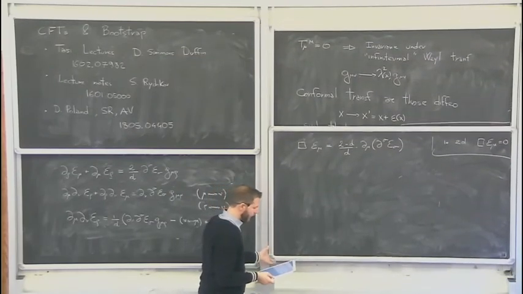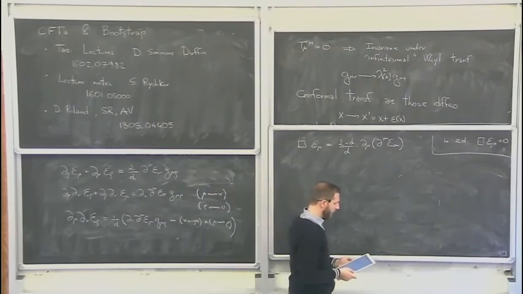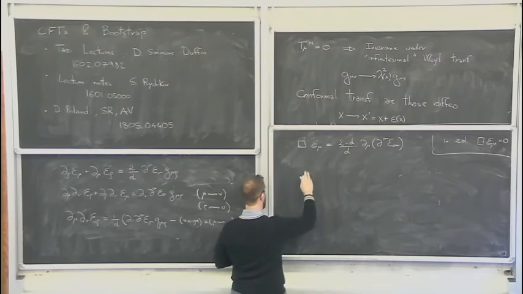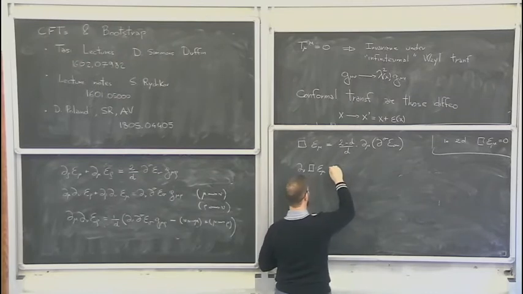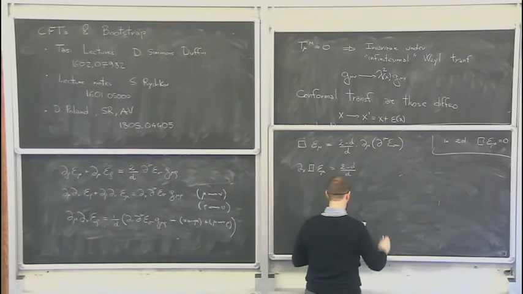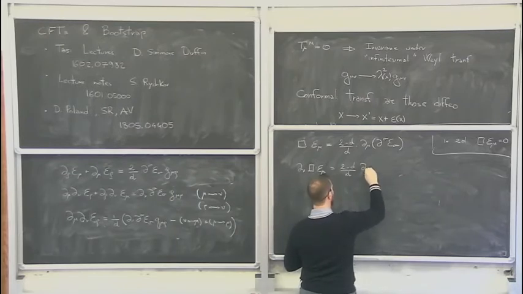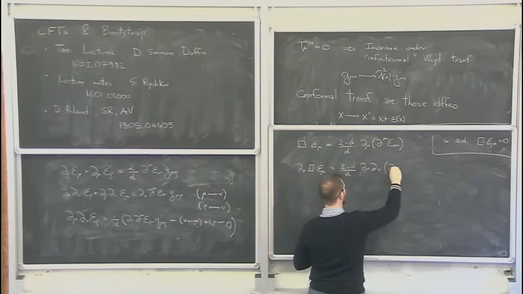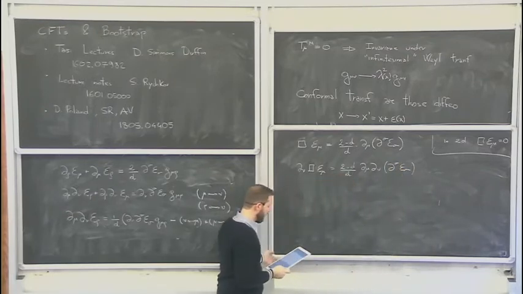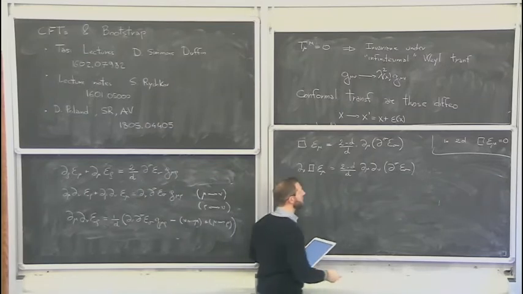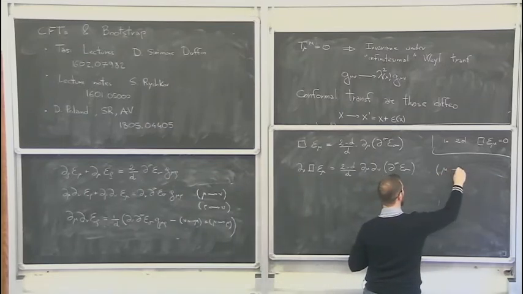So what I'm going to do now is to take a further derivative. I promise I'm going to converge very soon. So if I take another derivative, this is (2 minus d over d) d mu d nu of d sigma epsilon sigma. Okay? And similarly, you can take another one where you exchange mu with nu.